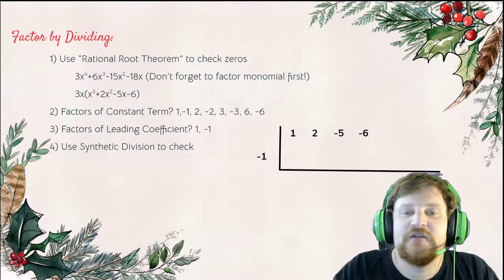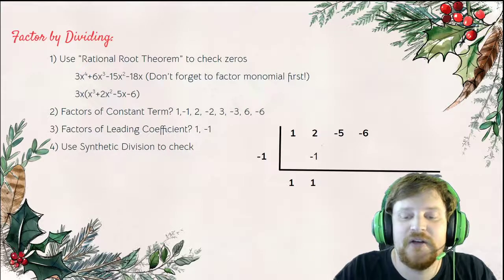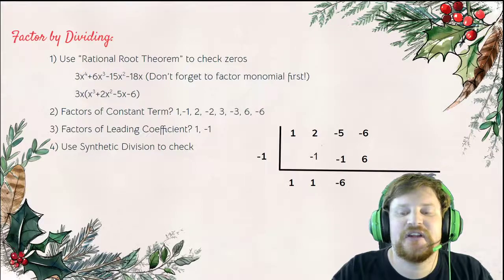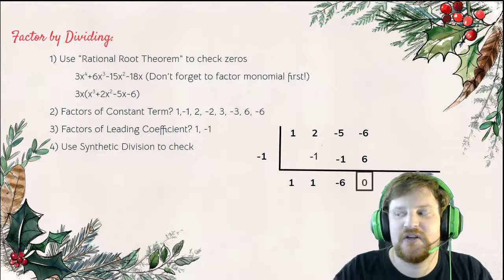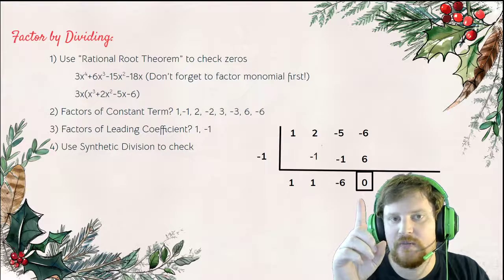So with synthetic division, as you guys know, drop straight down, multiply. 2 minus 1 is 1. Multiply by negative 1 again to get negative 1. Negative 5 minus 1 is negative 6. Multiply by negative 1 gives us 6. And negative 6 plus 6 gives us 0. And that is what we're looking for.